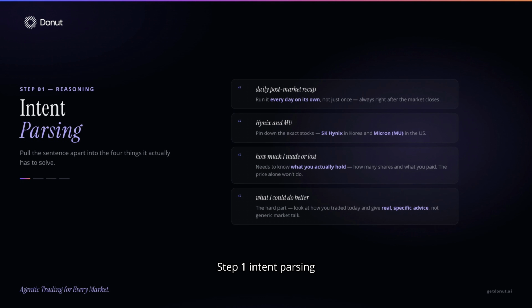Step 1. Intent parsing. D0 breaks it into 4 pieces. Daily means a recurring job. Hynix and MU means 2 different tickers. P and L means it needs your positions. And do better means it needs your actual trade history to give you specific feedback.